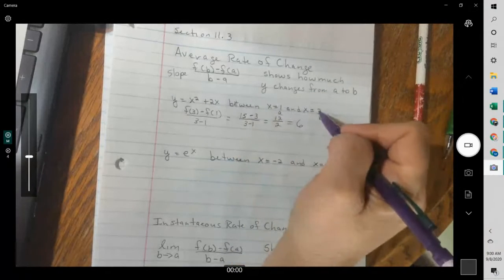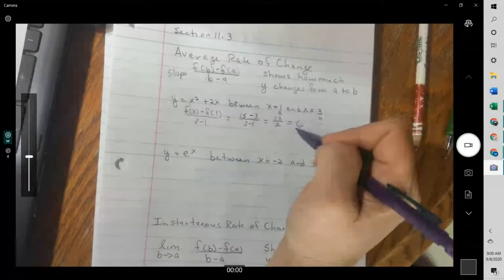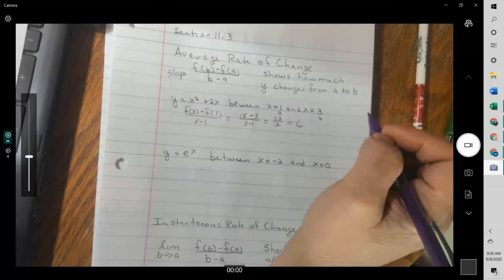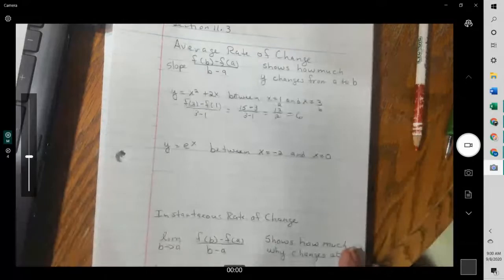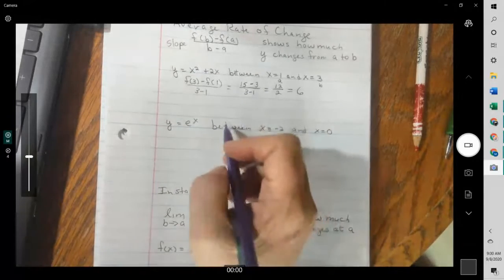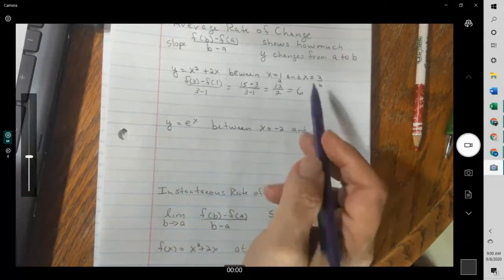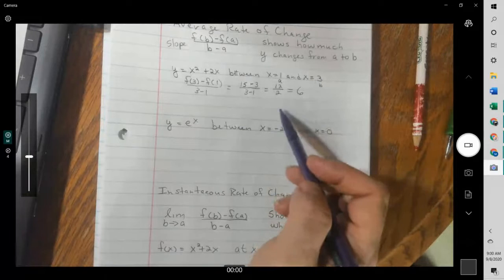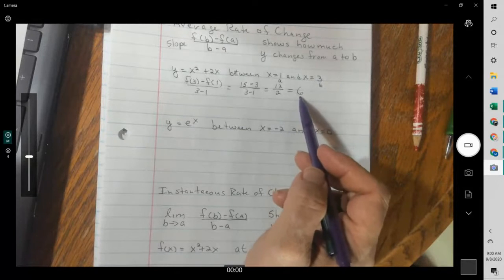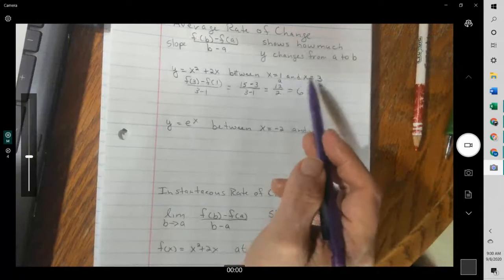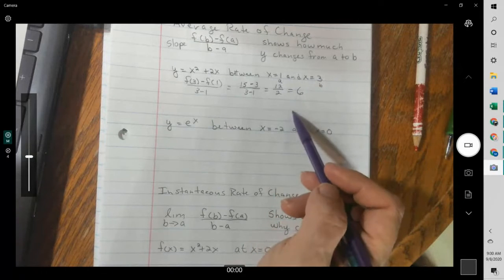So between 1 and 3, y increases by 6. If you're talking about profit in thousands, then it increases by 6,000. So instead of going with 1 unit, if you go with 3, you'll increase by 6,000.